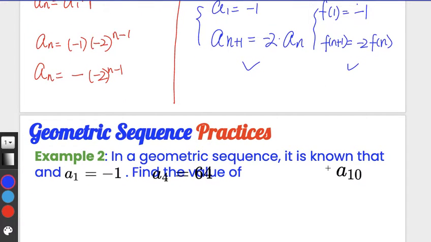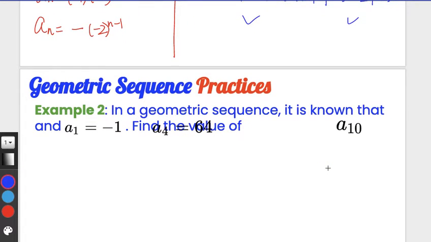Now let's check this one. I don't know what's going on, but I think I can read this for you so we can solve this problem. In a geometric sequence, we know the first term is -1. If you look closely, actually the first term is 64. Now we are asking what the 10th term is. That's the question here.